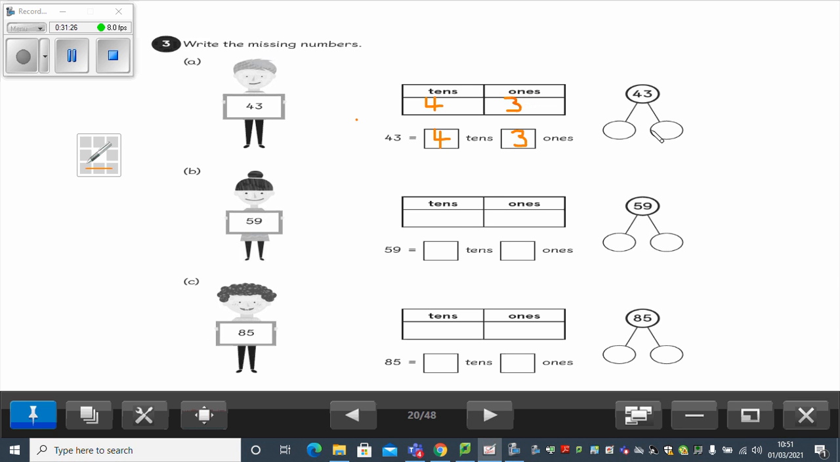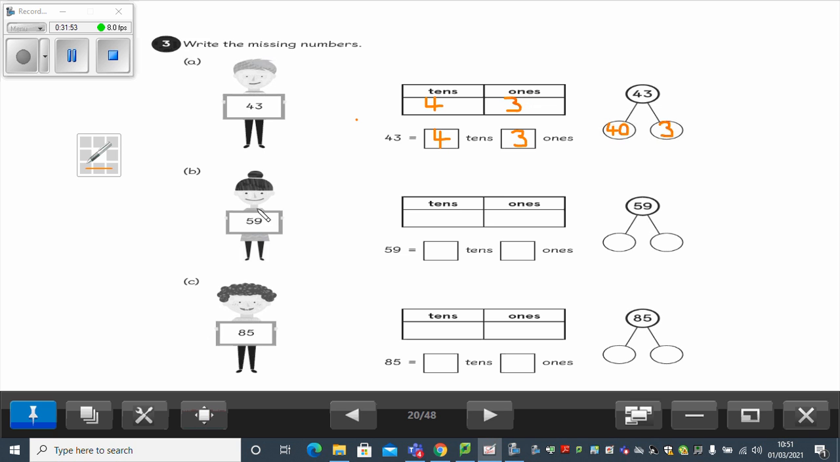So our two parts, the value of them, the 4 tens has a value of 40 and the 3 ones has a value of 3 because 40 and 3 makes 43 altogether. 4 tens and 3 ones.